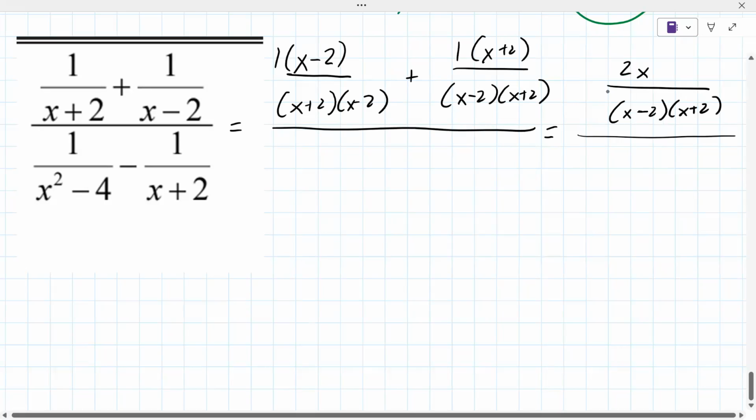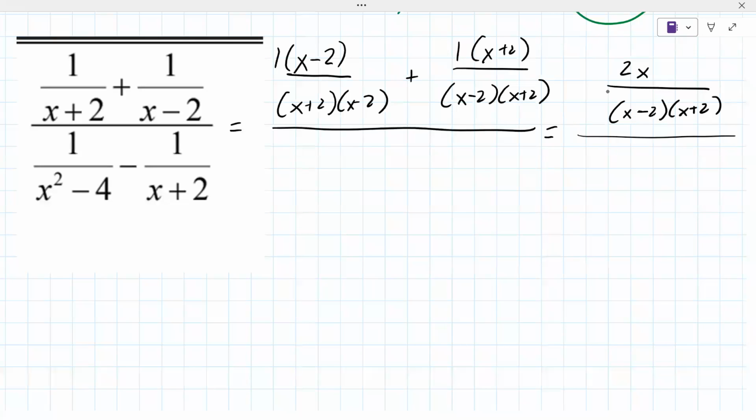Yeah, so why don't you work on the bottom there? It's a little more complicated, but it's nothing beyond what we've been doing here. So why don't you try that here at the end? Wait, wouldn't it be 1 over x squared minus 4 and minus 1 times x minus 2 over x squared minus 4?